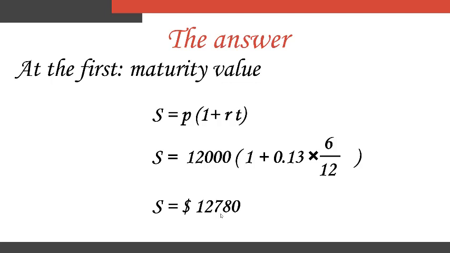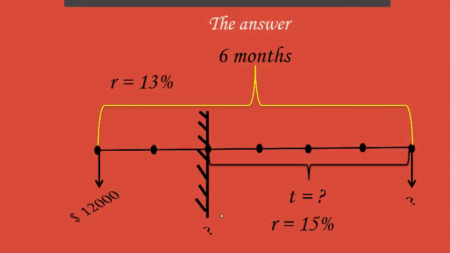The answer: at first, the maturity value. To get the maturity value, we use the amount formula, S equals B times (1 plus RT), by substituting for B equal $12,000 and for R equals 13% and for T equals 6 months. So S equals 12,780. Note that we use R equals 13%.